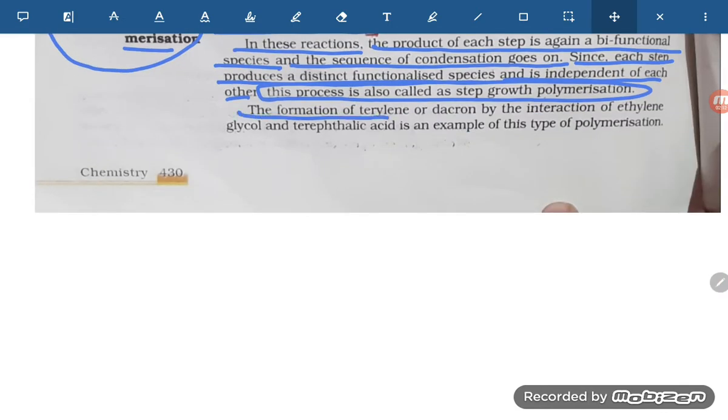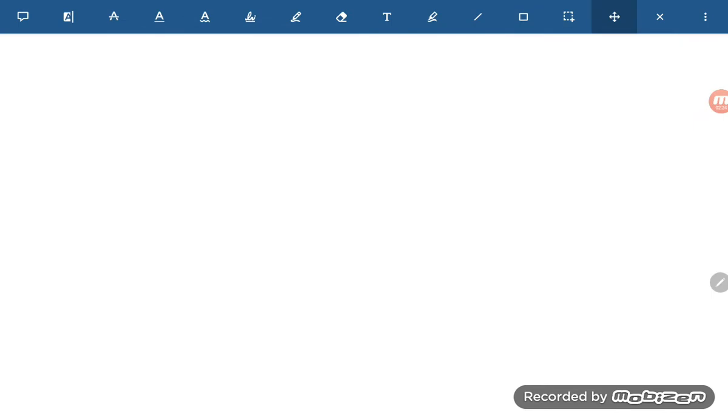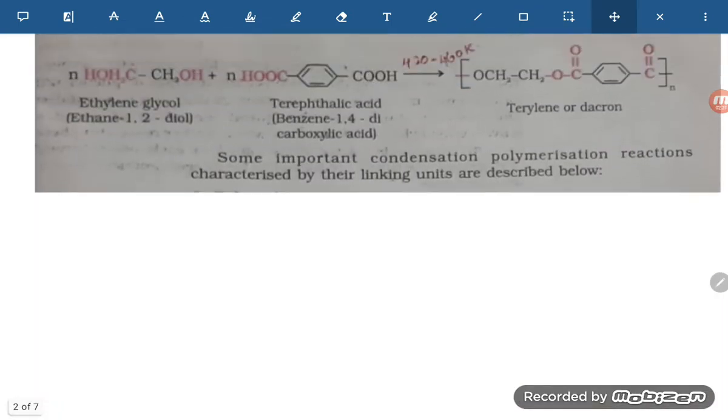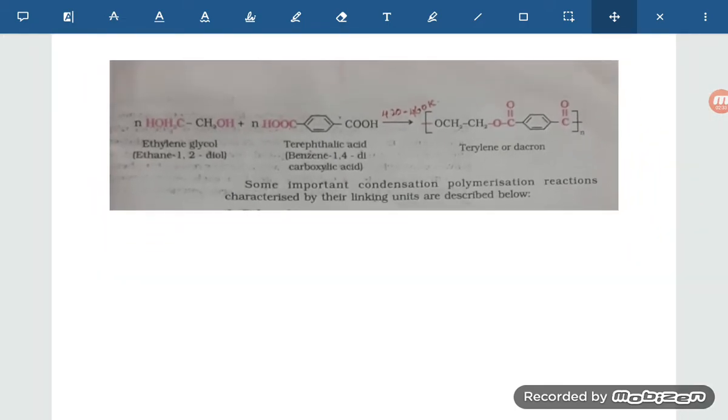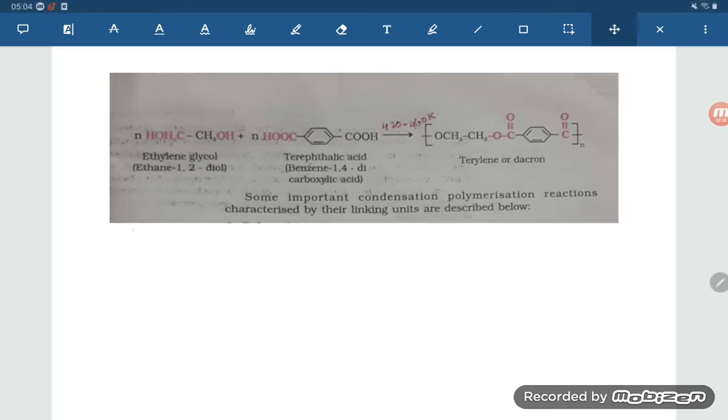The formation of terylene or dacron by the interaction of ethylene glycol and terephthalic acid is an example of this type of polymerization. So this is what we are going to look at: where the condensation polymerization is and how the loss of water molecule happens. First is ethylene glycol, students. Ethylene glycol is CH2 and CH2, with an OH group on both sides. Then we add terephthalic acid.